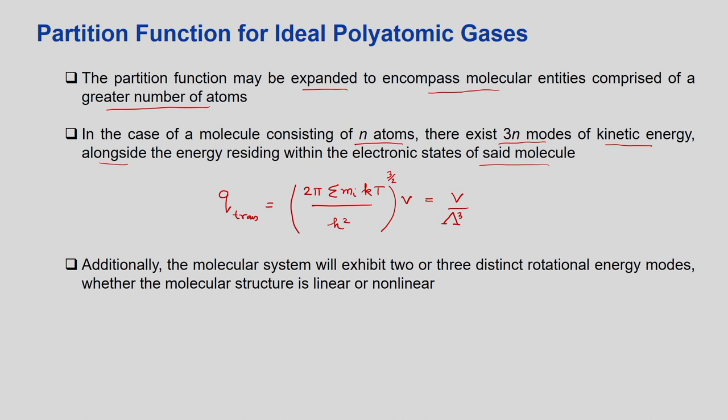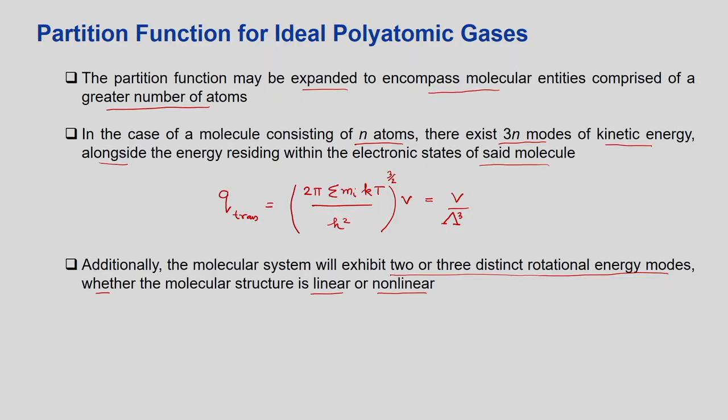Additionally, other than the kinetic energy modes, the molecular system will exhibit 2 or 3 distinct rotational energy modes. Whether it is 2 or 3 depends on whether the molecule is linear or nonlinear, because if it is linear you will have a different moment of inertia than if it is nonlinear. The moment of inertia may act upon the 3 axes x, y, z, so you may have 3 different states. If it acts only in 2 directions, it will have 2 rotational energy states. So out of this 3n, you have to subtract these rotational energy modes.